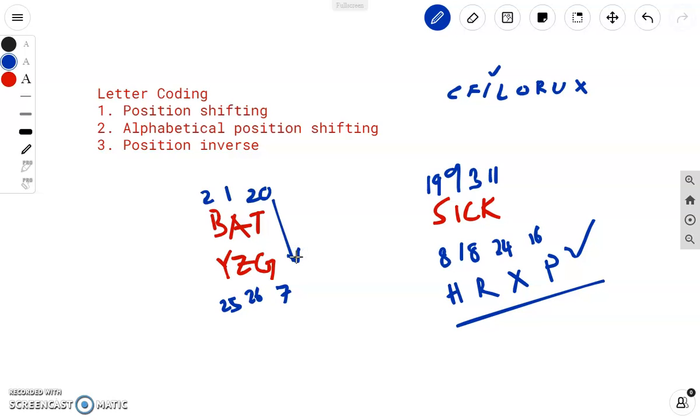This is all for today. This is the letter coding part, where I have already told you position shifting, alphabetical position shifting and position inverse. Three patterns of questions can come, and this is one particular pattern.